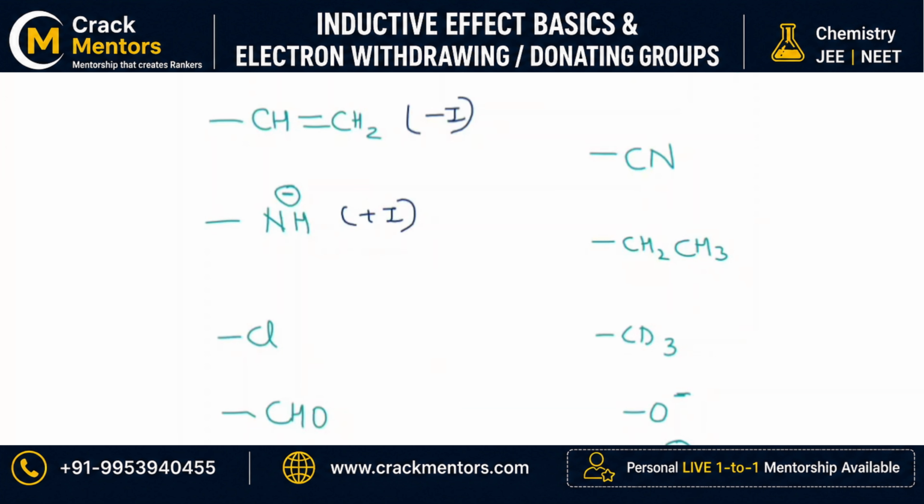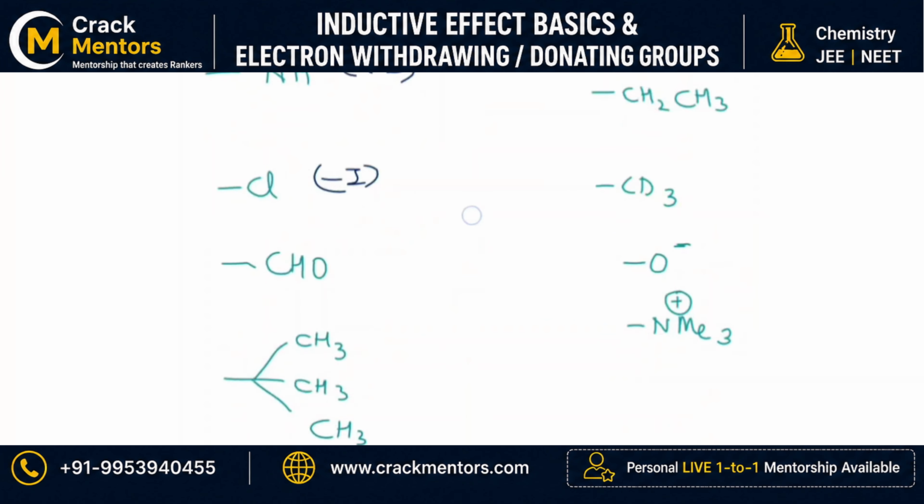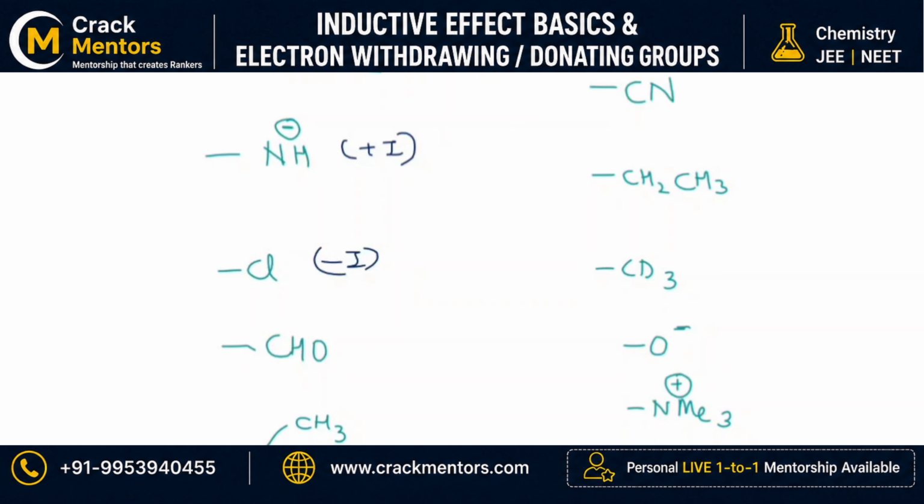Here it is chlorine. Chlorine is a halogen, it has a higher electronegativity, so it is minus I, it will only attract the electrons, it is not going to give you electrons. Here it is CHO, and you know that due to oxygen there will be a great electronegativity difference, and it will take the electron, so it is minus I. This is an alkyl group, this is plus I.